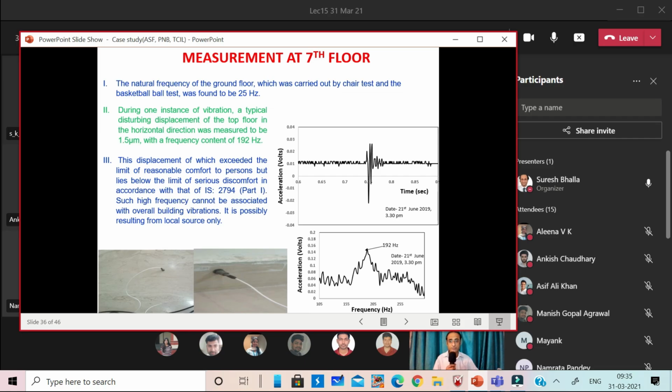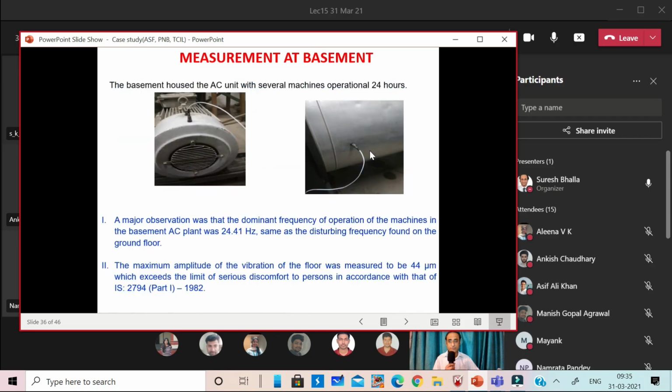So we went down, and we also had the apprehension of the metro. Both the metro as well as the machines were possibly the source. So we first measured the operating frequency of the machines. Here we are showing the instrumentation. This is a motor, and on top of the motor we have installed the accelerometer in the vertical direction, and then there is another machine where we are showing the accelerometer in the horizontal direction.